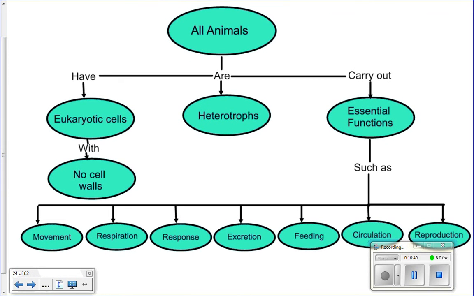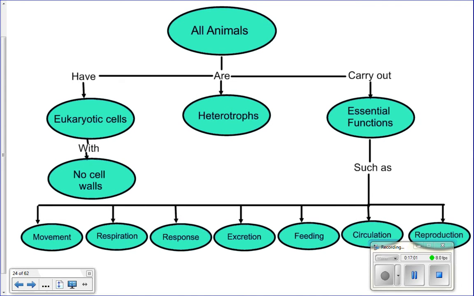So all animals have eukaryotic cells that don't have cell walls. They all are heterotrophs, and they all carry out these essential functions like reproduction, circulation, feeding, excretion, response, respiration, and movement. I'd write those 7 essential functions down as it is a homework question for you.